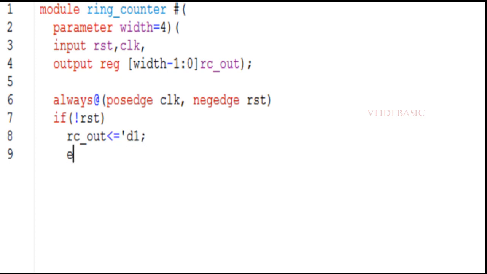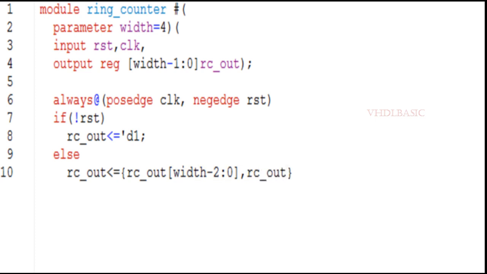So I am checking whether reset is 0 or not. Once the reset is 0, I am assigning 1 to the output ring counter, and if reset is deasserted, then we need to do the shift operation. So using concatenation I'm going to do the shift operation. The syntax for concatenation operation in Verilog is nothing but what is used inside curly braces actually.